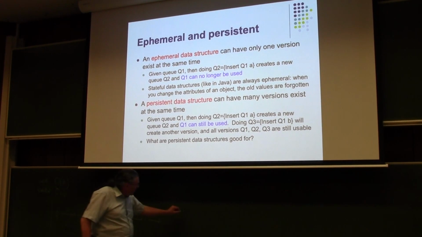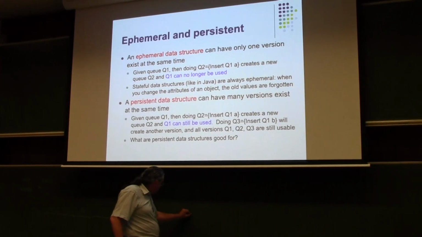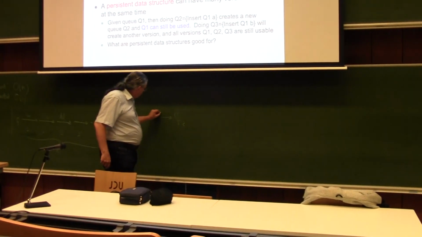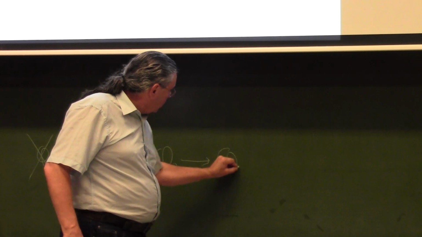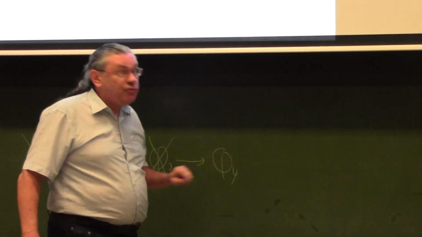So I can make a picture again. So here, for example, I have Q1. I do an operation. I get another Q2. But once I create Q2, Q1 does not exist anymore. Q3. Once I create Q3, there's no Q2, and so on. Huh? So there's only one version at a time.